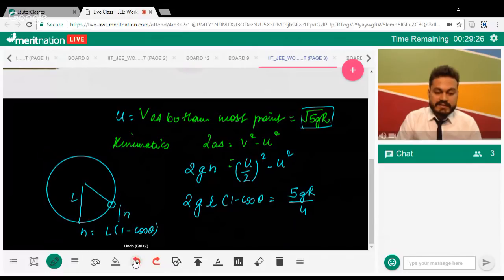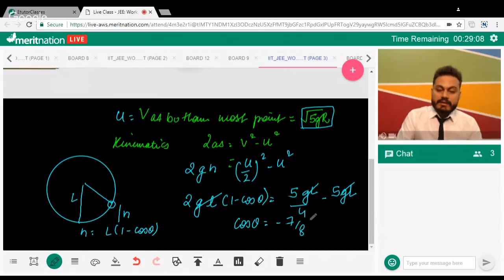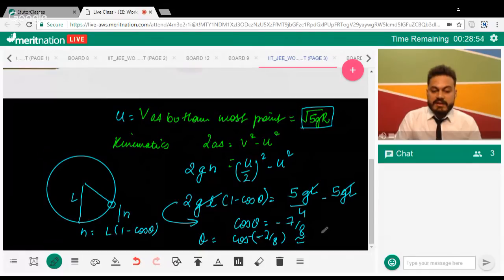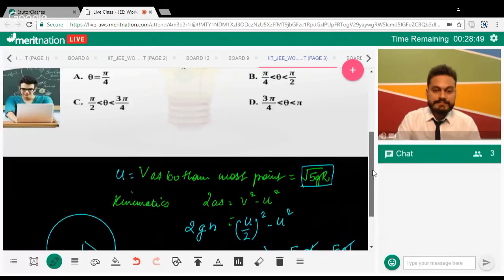Instead of R in the question, it is given as L, so we should use L only. So 5GL by 4 minus 5GL. Now you can see that these are getting cancelled and we are left with cos theta equals minus 7 by 8. This step you can solve, it's very simple maths. The next step is theta will be cos inverse of minus 7 by 8, which is approximately 151 degrees.